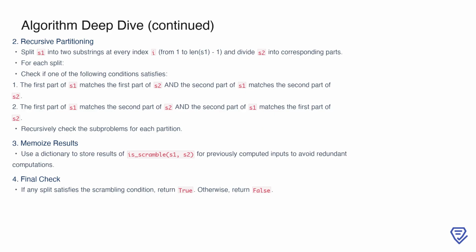To optimize this process, we use memoization by storing the results of previously computed function calls in a dictionary. This prevents us from repeatedly solving the same subproblems, saving time and reducing the algorithm's overall computational complexity. Finally, if any partition satisfies the scrambling conditions, we return true. Otherwise, after trying all possible splits, we return false.